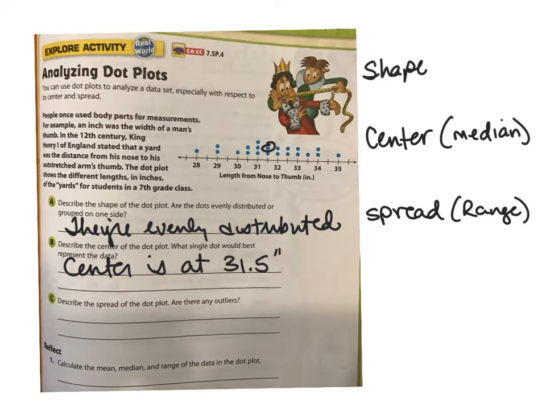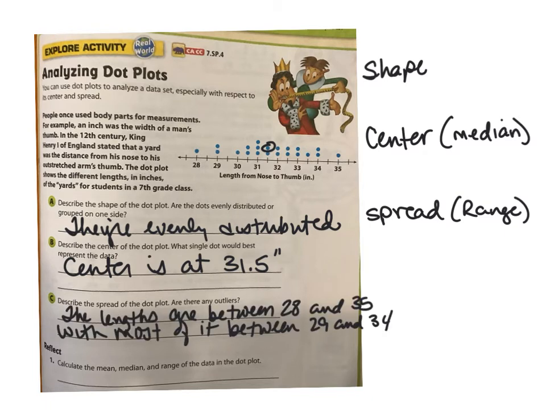31 and a half inches is the center, or the median, right? And then finally, the spread of the data. What's the range of it? What does it go between? Well, it's between 28 and 35. All the data lies between 28 and 35, with most of it happening between 29 and 34. So you could explain it that way. So there I've put the lengths are between 28 and 35, with most of it between 29 and 34, is what I'm looking at when I look at that picture.